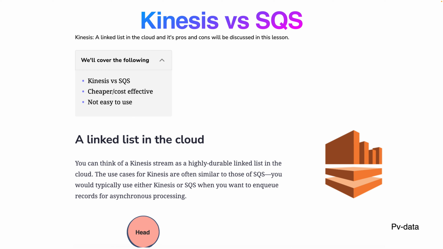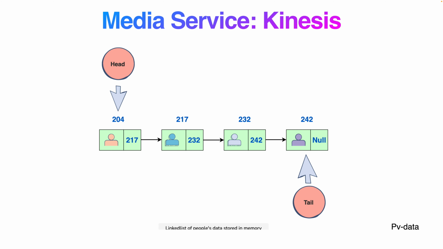So basically Kinesis is a kind of queue, similar to Kafka, but data is stored like a linked list. So you can think of a Kinesis stream as a highly durable linked list in the cloud. The use cases of Kinesis are often similar to those of SQS. You would typically use either Kinesis or SQS when you want to enqueue records for asynchronous processing. So this is the head, the first record, and then the tail. The tail comes first, then the second record, then the third record, and then the head will be the last of the linked list.